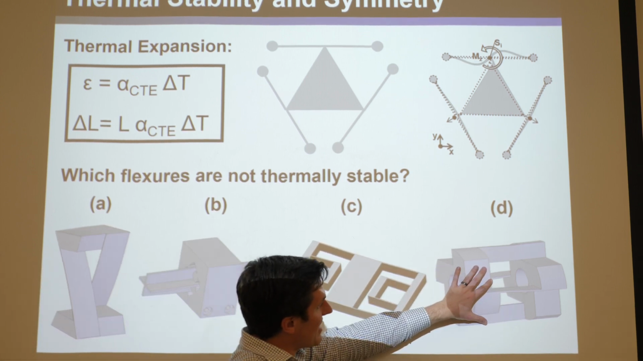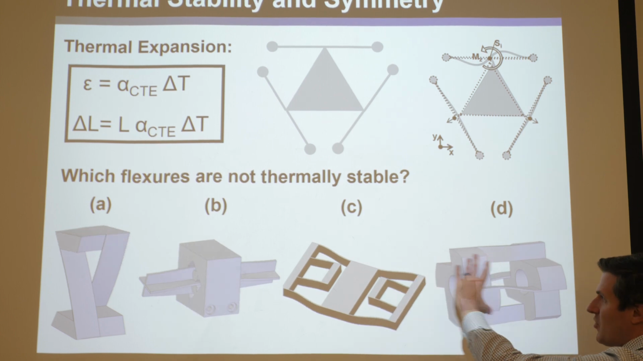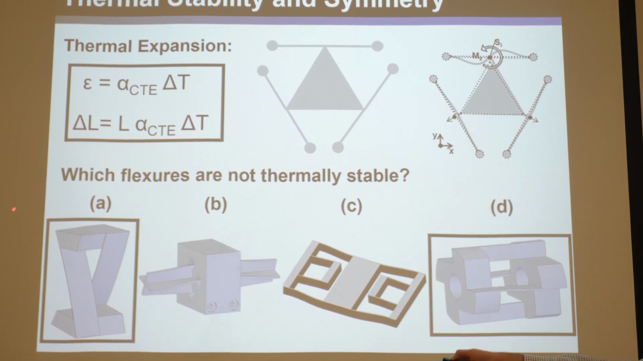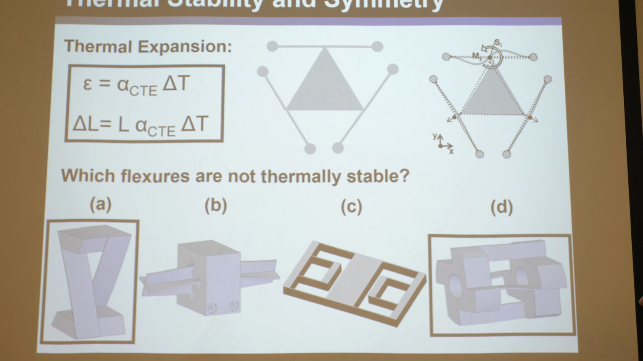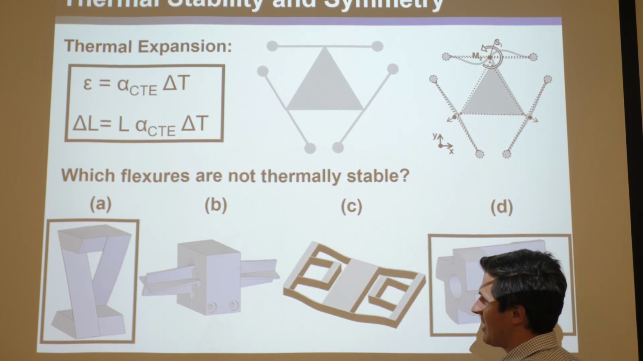Let's skip to this guy. This guy is grounded here, and when you heat it up, it'll drift over, it'll move this way. So this is not thermally stable. So these guys are the guys that aren't thermally stable. This one is thermally stable, and it's the most thermally stable, and here's why.